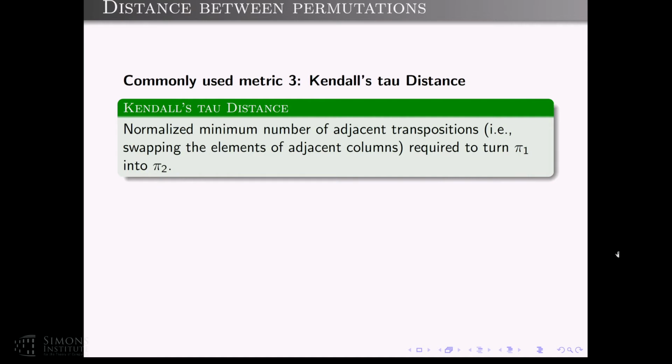A third commonly used metric is called the Kendall's tau distance. It is commonly used in rankings. This is defined as the normalized minimum number of adjacent transpositions, which means you are allowed to swap elements in adjacent columns. So it is the minimum number of such adjacent transpositions you need to do in order to turn the first permutation into the second permutation. The number of adjacent transpositions you have to do to turn one permutation into the identity permutation is going to be the number of inversions in that permutation.